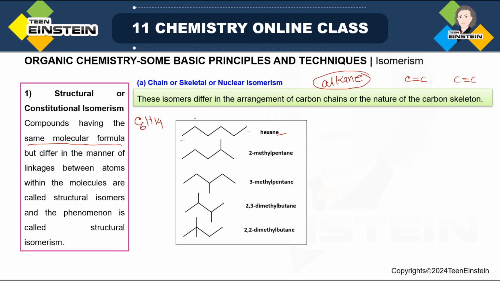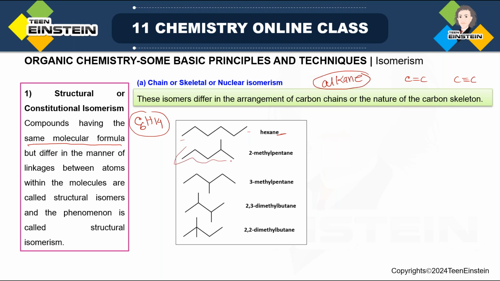Now, suppose it is mentioned in the question, write all the chain isomers that are possible with the formula C6H14. Then you have to draw all these molecules. Now, how will you start? Forget about the picture. Suppose only the formula is given and you have to draw the molecules. How will you start? You will start from hexane, because as it is 6 carbons, the simple molecule you can draw is hexane. Once you have drawn hexane, next move to pentane.